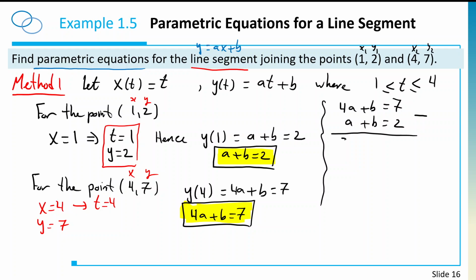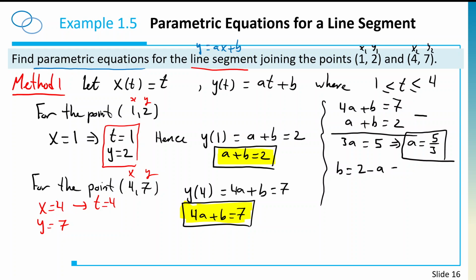So I'll have 3a equals 5, which means a equals 5 over 3. Now I need to find b. I'll do back substitution. b equals 2 minus a.